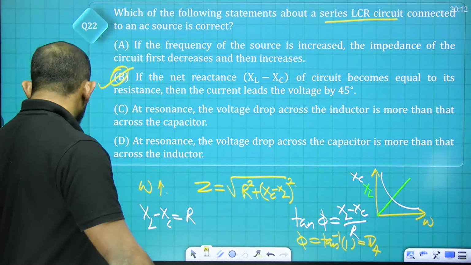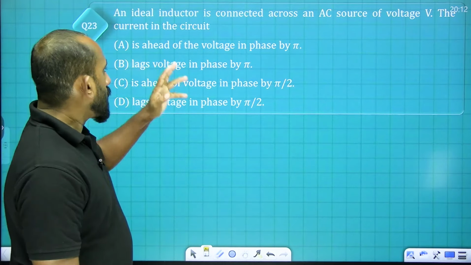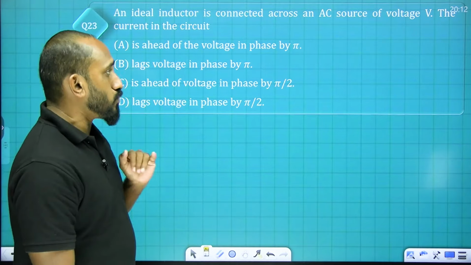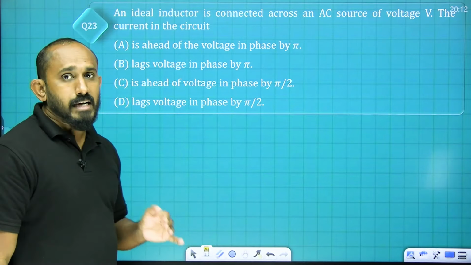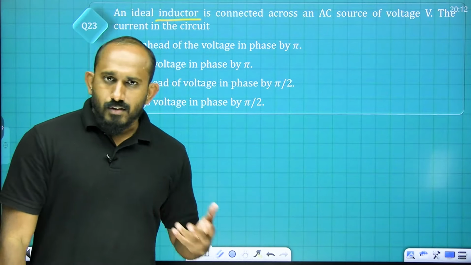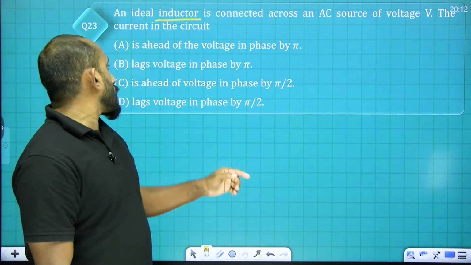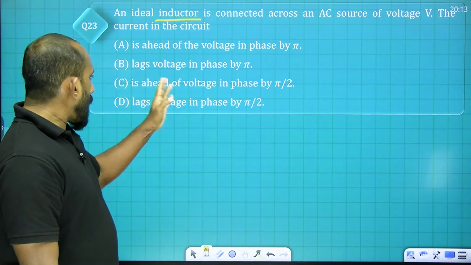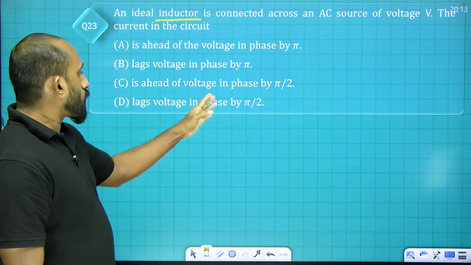Okay. Next question. An ideal inductor is connected across an AC source of voltage V. The current in the circuit: is it ahead of the voltage by pi, lags voltage by pi, is ahead of voltage by pi by 2, or lags voltage in phase by pi by 2?